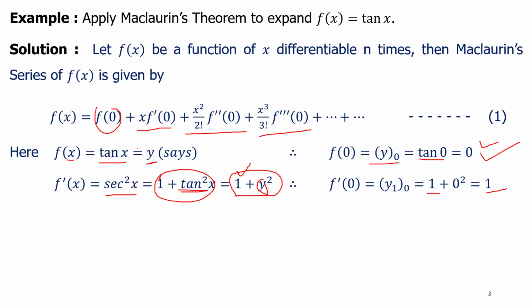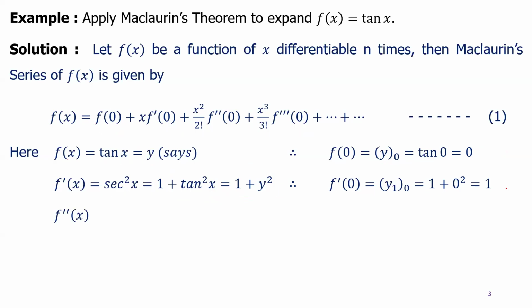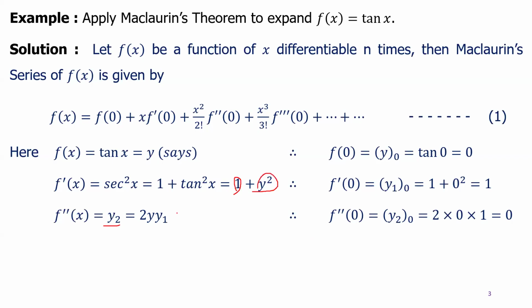Let us find out the second derivative, f double dash of x. F double dash of x means y2, and y2 is nothing but the derivative of 1 is 0, and derivative of y square is 2y y1. Right? Derivative of y square is 2y, and since y is function of x, so again derivative of y is dy dx, and dy dx is nothing but it is y1.